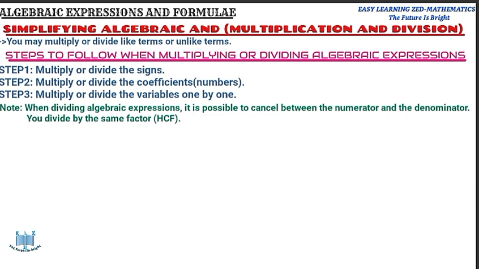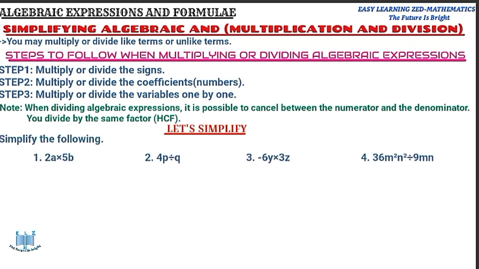Okay, let me demonstrate what I'm saying through these four examples. So let's start with question 1. Question 1, we have 2a multiplied by 5b. I'm going to write it down. What I'm going to do is follow those steps. So you multiply or divide the signs.